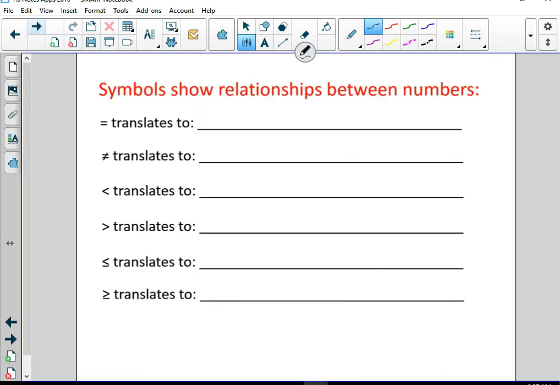Okay, so symbols show relationships between numbers. This is just pretty obvious stuff. This is obviously equals. This symbol we just kind of maybe just learned is not equal. So when you put a slash through the equal sign, it is not equal. Now these four are kind of sticky because technically we can read either direction, right? So this symbol right here technically is less than or greater than. It just depends on which direction you read it. But technically, that's true.